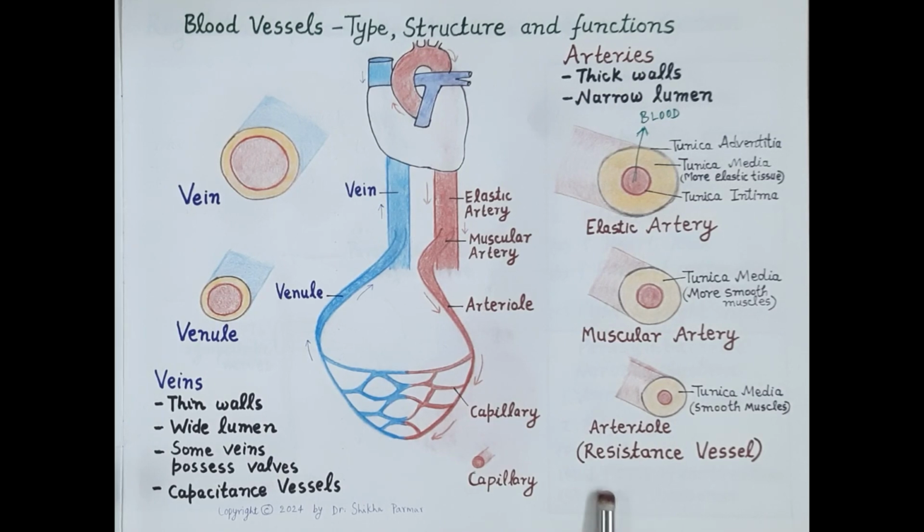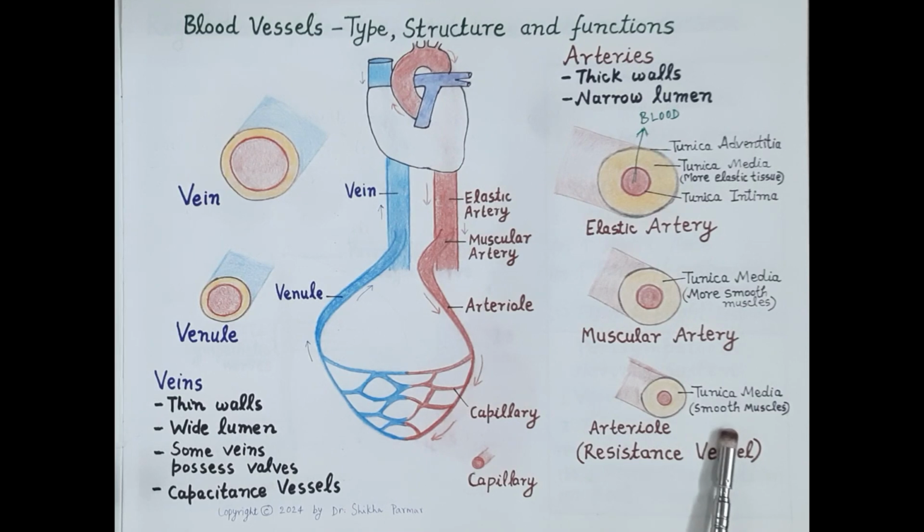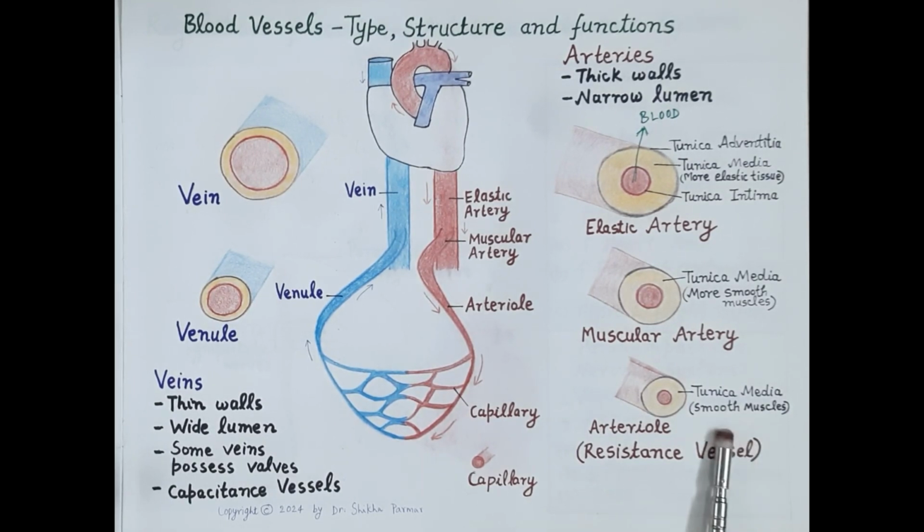Now, in arterioles, tunica media consists almost entirely of the smooth muscles. Now, large number of smooth muscles in the wall of arterioles allow for more contraction and relaxation. Now, these arterioles, they dilate if more supply of blood is required by the tissues, and they contract if less supply of blood is required by the tissues. Now, very important, because of more smooth muscles in the tunica media, these arterioles, they can dilate and contract.